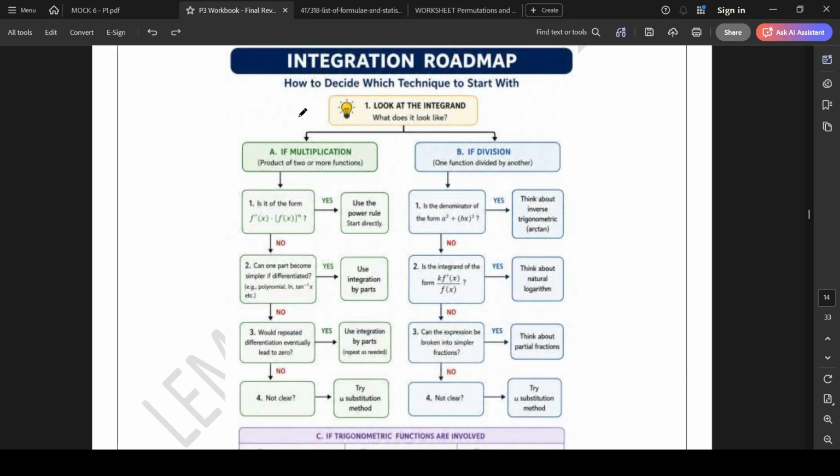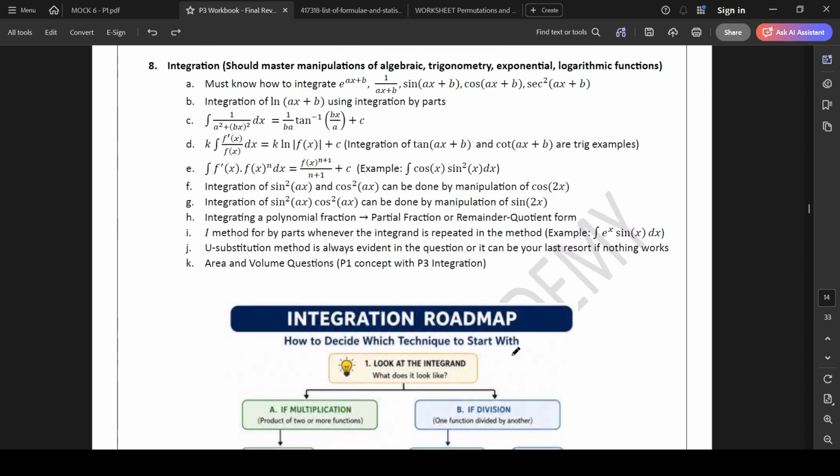Now it's time to look into the integration roadmap. This will be very easy to remember if you are aware of all the key pointers that I have mentioned over here.